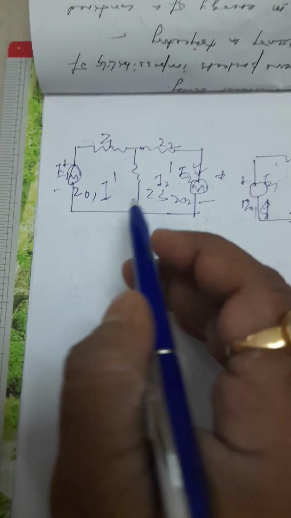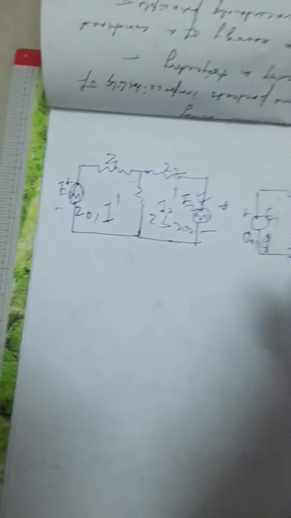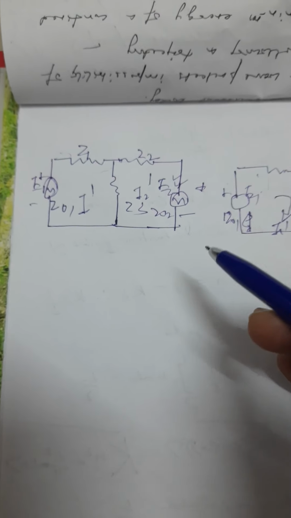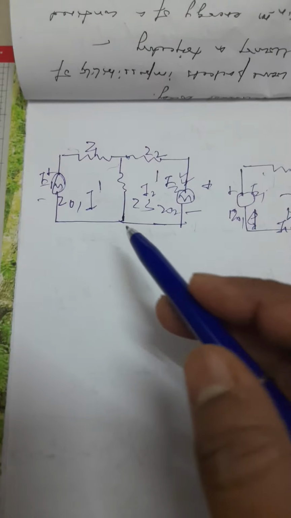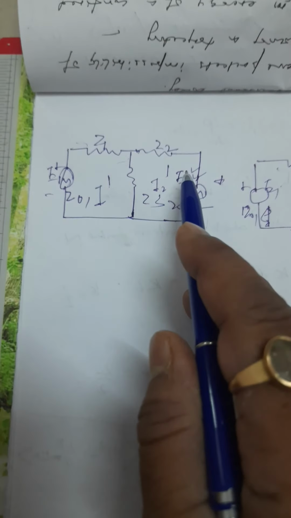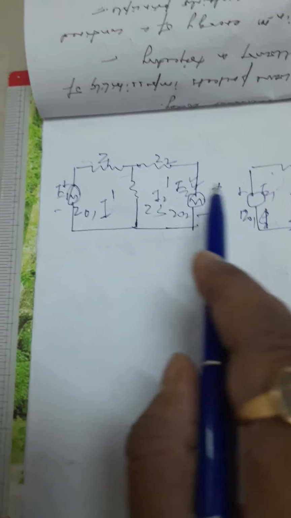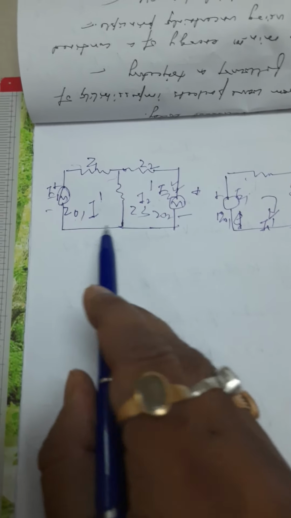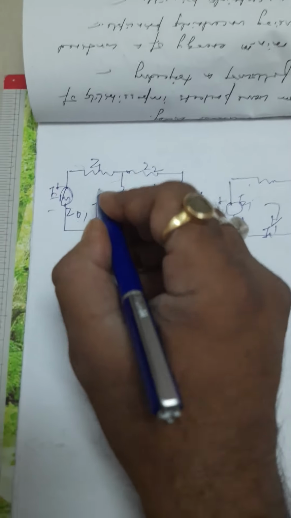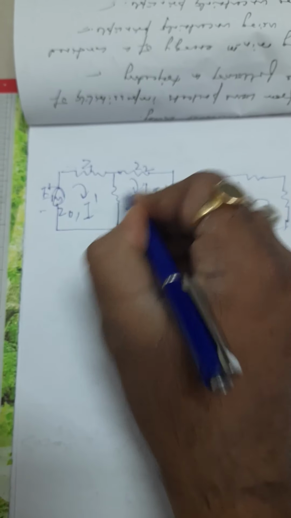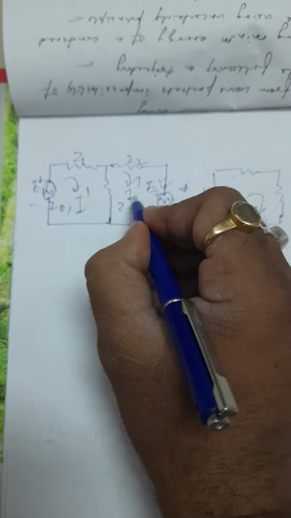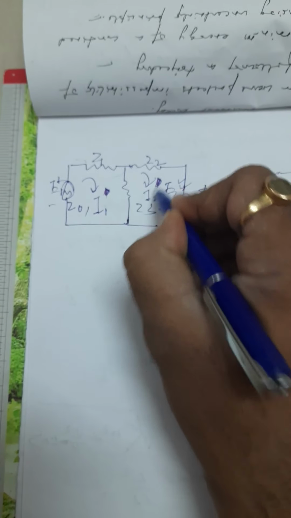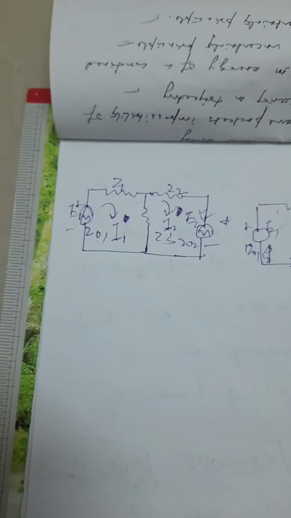I've made a small circuit for that. Here we have considered a network consisting of two meshes, mesh 1 and mesh 2, with two potential sources E1 and E2, with internal impedances Z01 and Z02. There are currents I1 and I2. There is no prime sign over here.